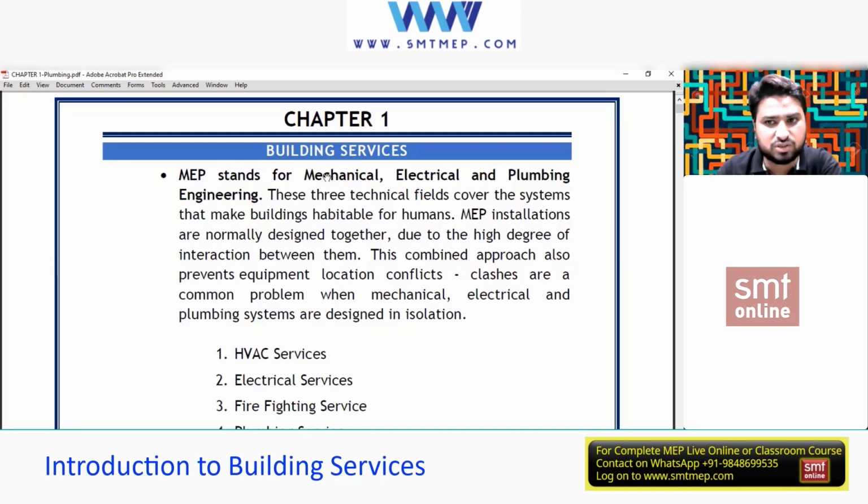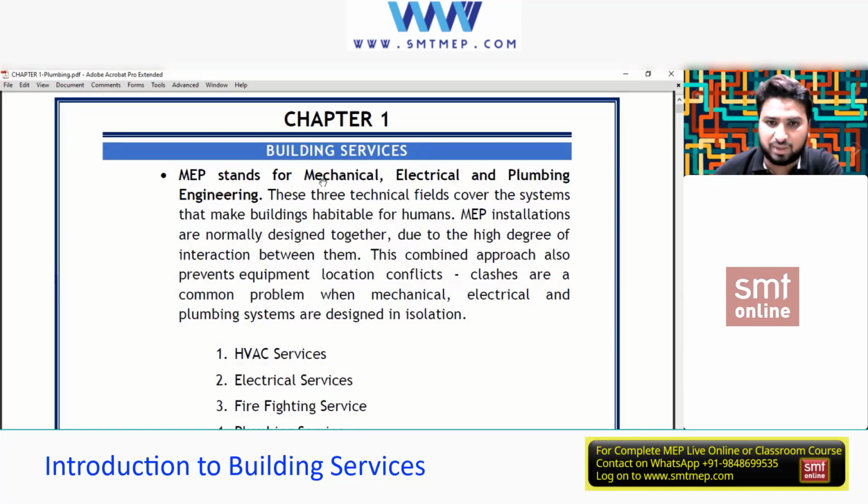We are in MEP services, which is also known as building services. But just for your information, regardless of the application, if I'm having these three services, I can't say that a building is a building or a habitable area for humans. No, because it's not only these three services that combine to make a complete building. I'm having n number of services in the building, isn't it?